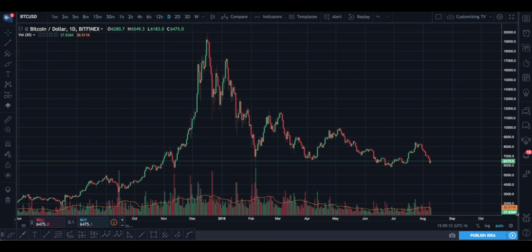Okay, so what is risk management? Risk management is the act of calculating your possible gains versus your possible losses and deciding if this is a trade that you should take. All right, so let's look at a concrete example.